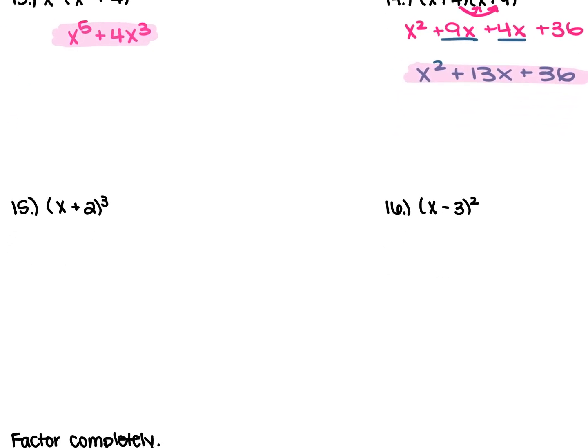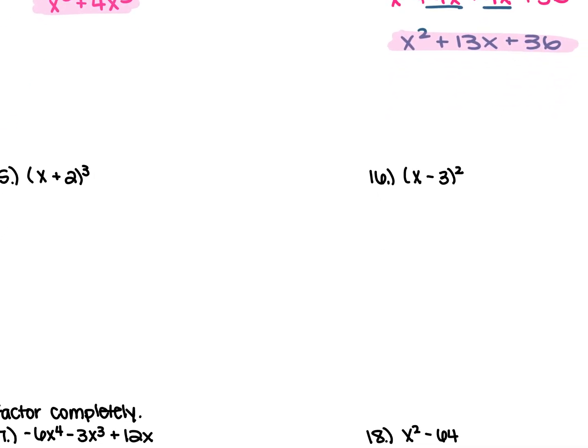For 15, we have x plus 2 cubed. So this is the same thing, if you don't know the formula, as x plus 2 times x plus 2 times x plus 2. If you multiplied two of those x plus 2's together, it would leave you with x plus 2 times x squared plus 4x plus 4.